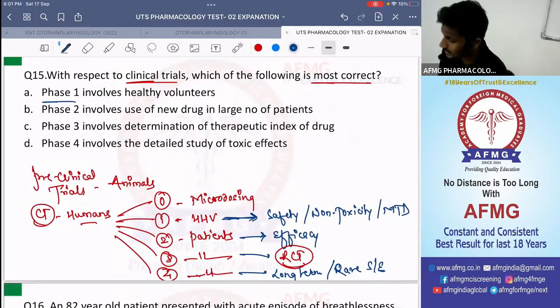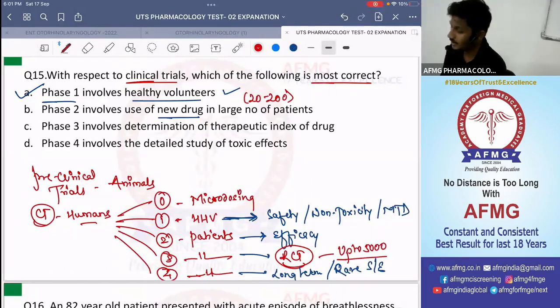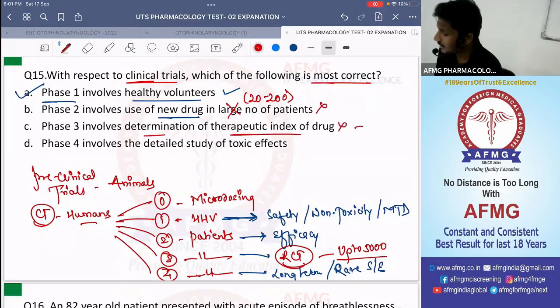Option A says phase 1 involves the healthy volunteers. That is a true statement. Yeah, true. Phase 2 involves use of a new drug in large number of patients. It involves the use of a new drug for efficacy determination, but only in smaller group of patients like 20 to 200. Whereas in phase 3 we can take patients up to 5,000 in the study. ठीक है, याद रखना. So it is not a large number of patients, rather a smaller group of patients. ठीक है, तो phase 3 involves determination of therapeutic index of a drug. That is done rather in phase 1 of the clinical trial. Phase 4 involves detailed study of toxic effects.